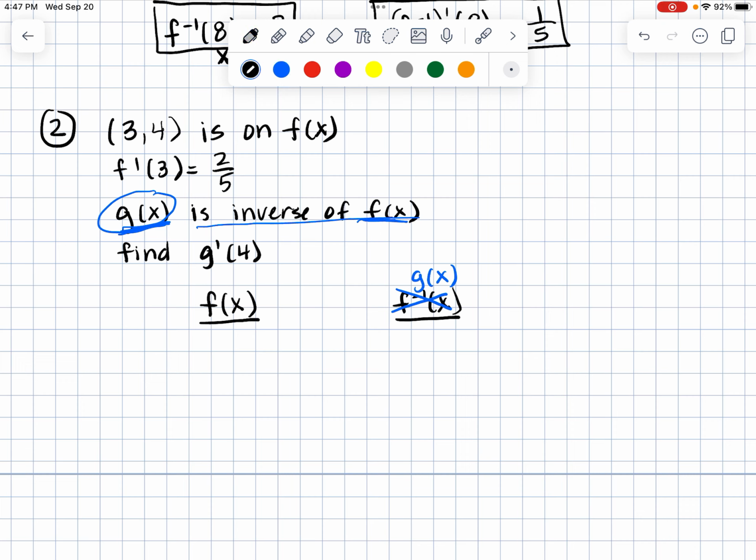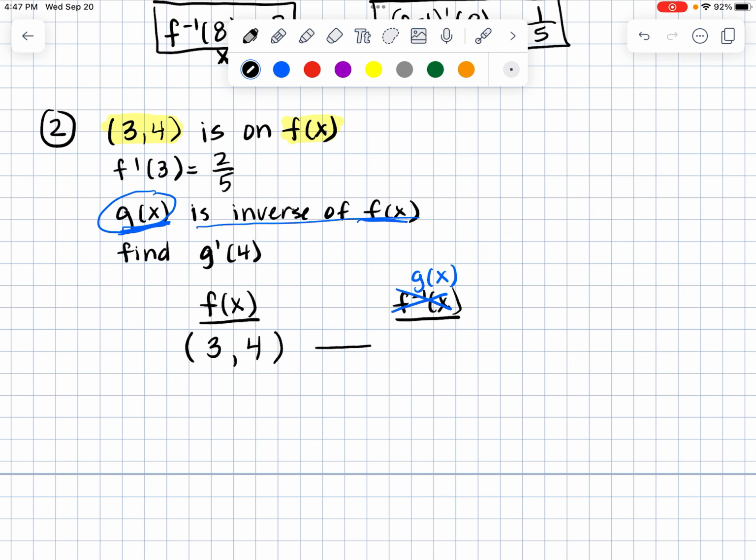So let's do our little template, okay? My first thing I'm going to have is my little point, okay? Did they give me a point on f of x? Okay, so look at what they gave me. Yes, they did. Look, they said the point (3, 4) is on f of x. So let's go ahead and plug that in. This is (3, 4).